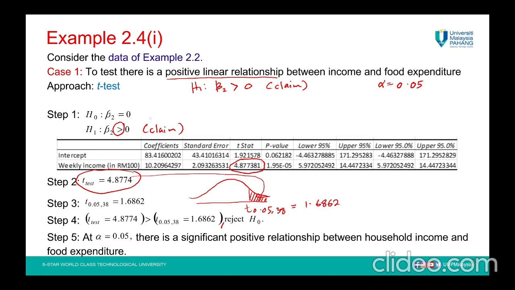Now we go to step 5. In step 5, we want to draw a conclusion. By looking at step 4, the decision is reject H0. Rejecting H0 in this case means we accept the claim. So the conclusion here is that at alpha equal to 0.05, there is a significant positive relationship between household income and food expenditure. That's all for this example. Now we will go to example 2.42 in the next video.